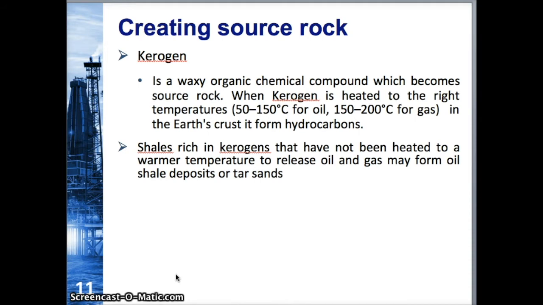And we mentioned earlier, anywhere from 75 to 150, it squeezes and becomes oil. And from 150 to 200, at the right pressure and temperature, it becomes gas. Shales rich in kerogen that have not been heated properly, like I said, they're outside the oil window. They may form shale deposits or tar sands.